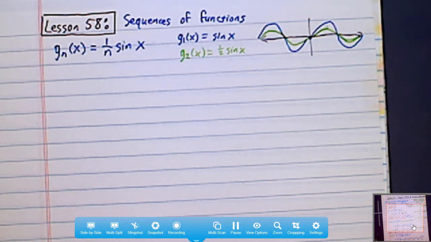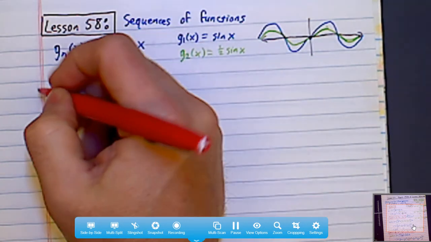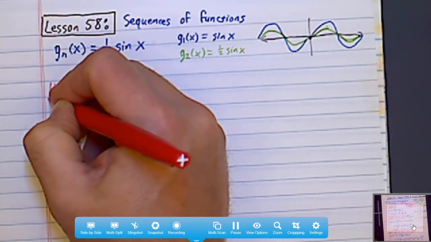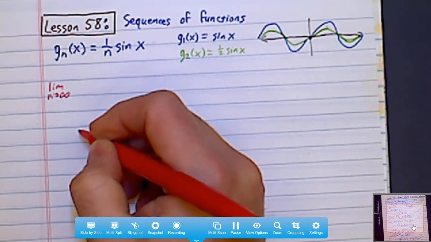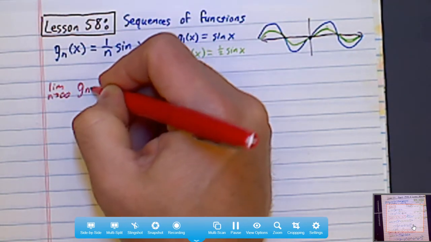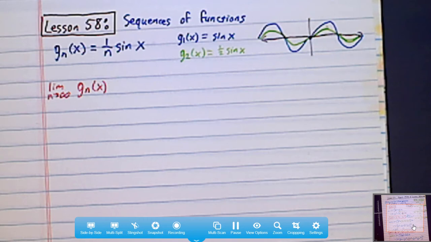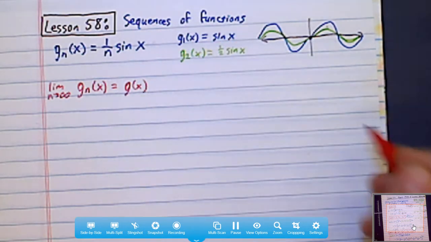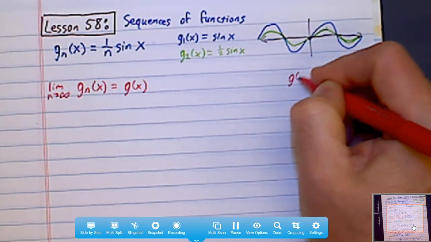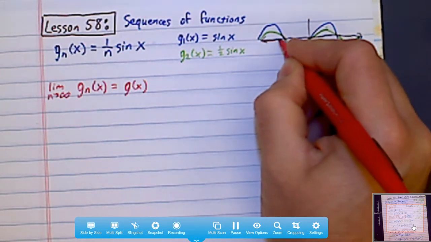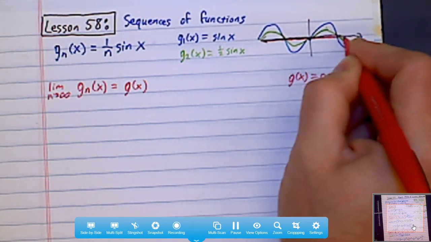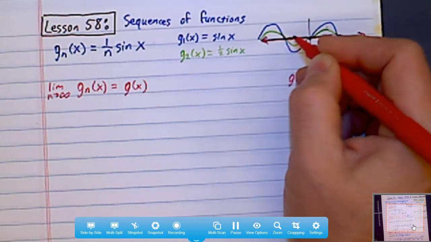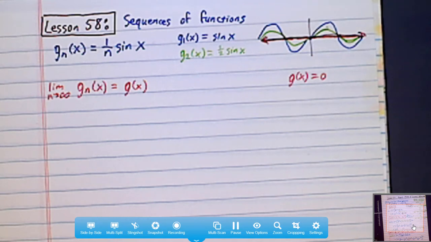Here's the game we want to play with sequences of functions. Actually, you probably know the game. What would be the limit as n goes to infinity of gn of x? Zero. So g of x here, I agree, g of x is 0. Why? Because the amplitude is going to get infinitely small. You guys follow that?